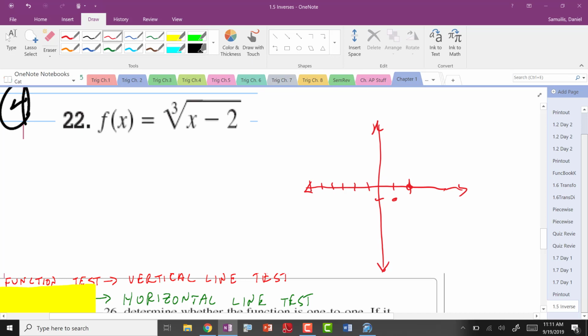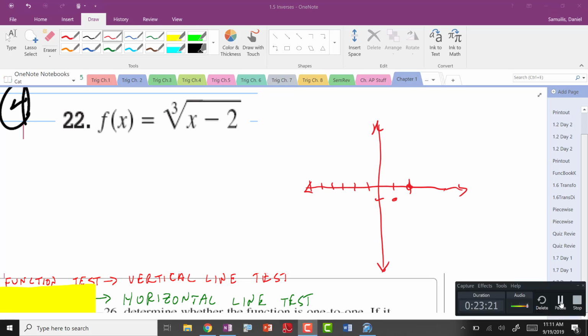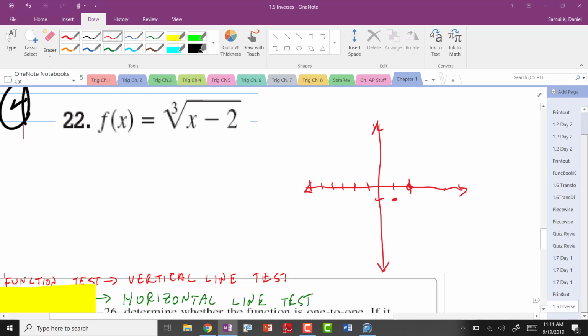I plugged in 1. I got negative 1. 1 comma negative 1. Sorry, did I say something? We'll have to check the video. Apparently I said plug in negative 1. I meant plug in 1. 1 minus 2 is negative 1, and then the cube root of negative 1 is negative 1. Now, why do I plug in negative 6? What's negative 6 minus 2, everybody? What's the cube root of negative 8? Negative 2. So this has output values here.